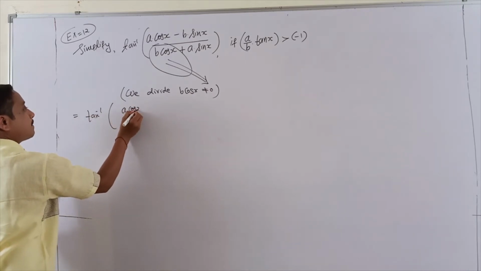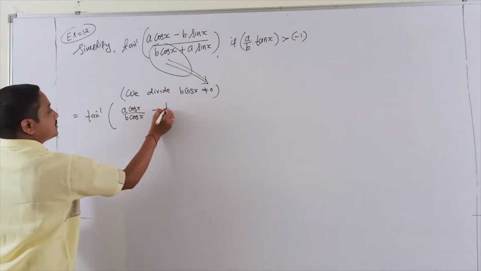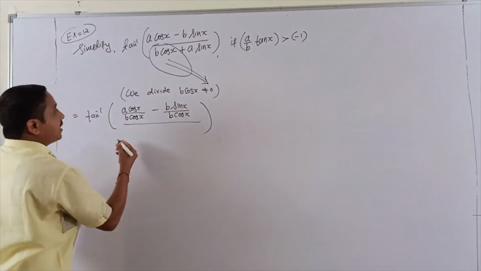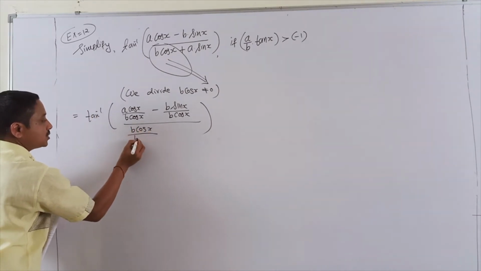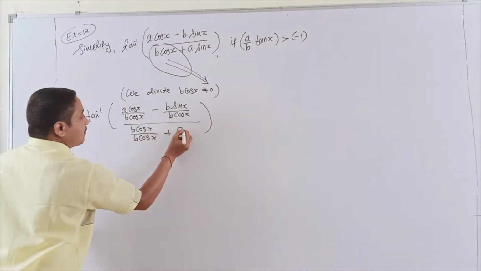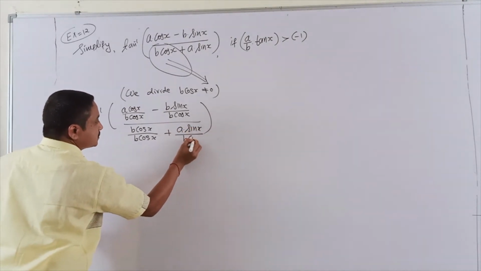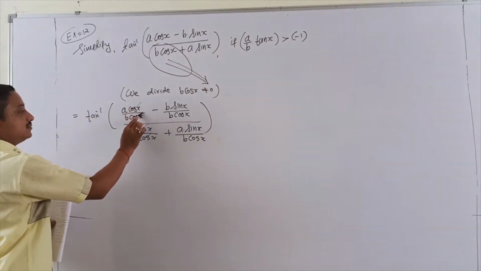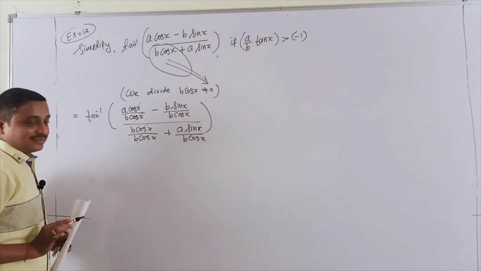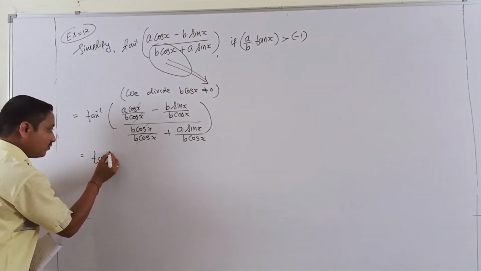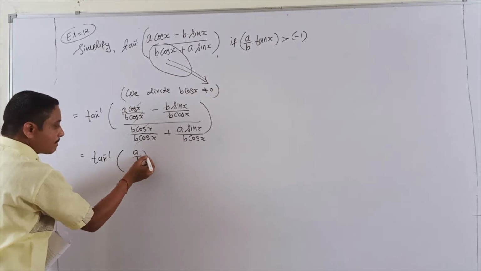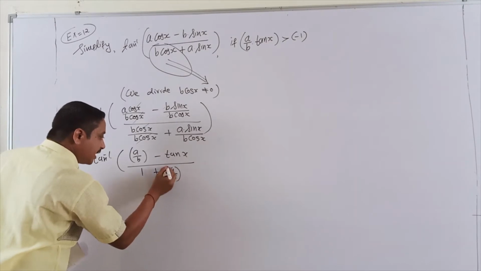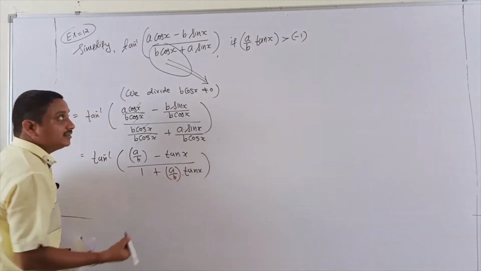So a cos x by b cos x. Similarly, here also b cos x. Same, divide that b cos x by b cos x, and after all the same b cos x. Finally, see this cancels. Here also cancels. That also cancels. So the other values finish, and the sum here is only a by b. Here tan x, 1 plus a by b tan x, and that is my property.